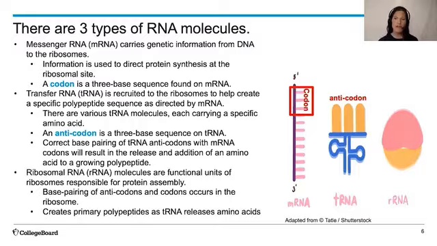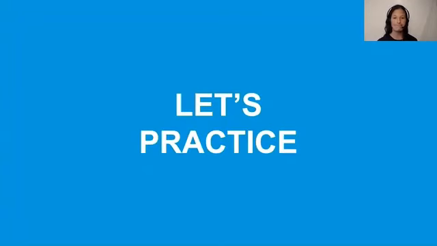The last type of RNA molecule we're going to focus on is ribosomal RNA, or rRNA. These molecules are what we call the functional unit of the ribosome. They're responsible for protein assembly, and this is where that pairing of codon to anticodon occurs. It occurs in the ribosomes, which then allows us to create these primary polypeptides as the tRNA brings and then releases its amino acids. That was a mouthful, but let's put it into practice. Let's see how you are doing with this.